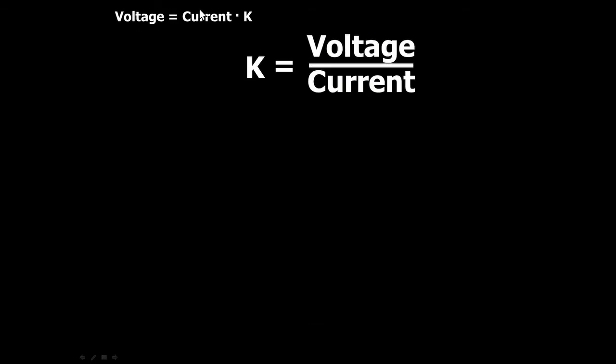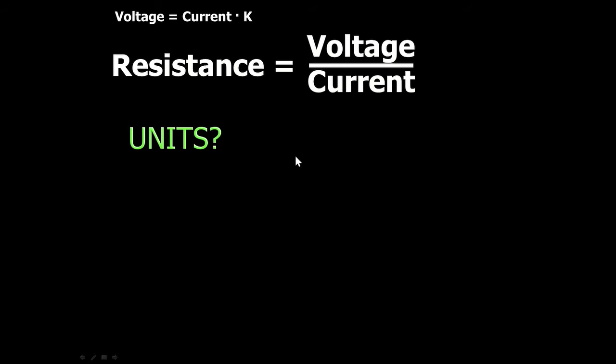So if voltage and current are proportional with this proportionality constant, you can find out what that constant is by taking voltage and dividing by current. And what does that proportionality constant mean? It is the resistance of that wire, or the thing connecting the positive and the negative. And then we can look at the units of that.